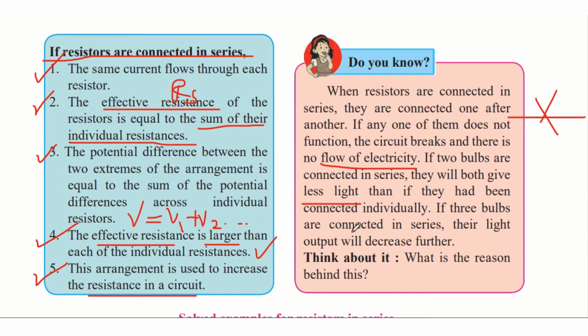If 3 bulbs are connected in series, their light output will decrease further. So if you connected 3 bulbs in different circuits, you would have a brighter light as compared to if you connected all 3 in the same circuit and in series. So they're asking us what is the reason behind this, and we know that when you connect it in series, the total resistance becomes more, and therefore there will be less current passing through it, and therefore there will be less light that is formed.